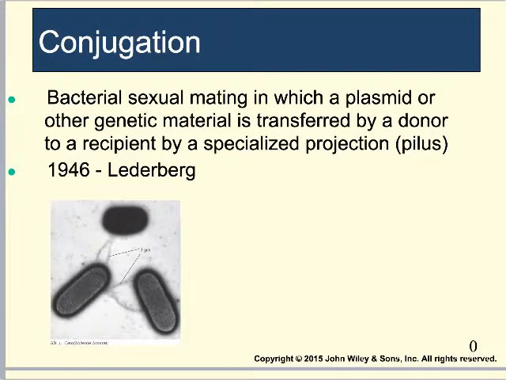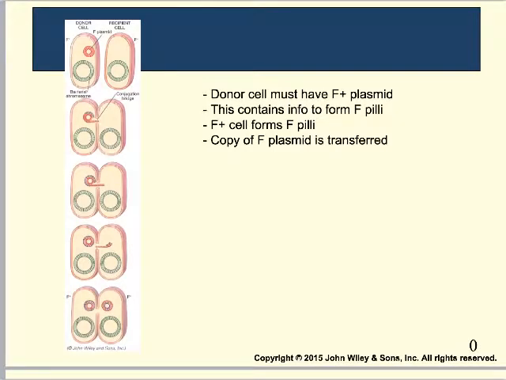Conjugation we've also talked about. Conjugation is when we form the conjugation pilus, and then information can be transferred along that pilus to the other cell. In order to donate DNA, the cell has to have this thing called an F plasmid, the F plus plasmid. The F plus plasmid actually contains the information to form a pilus, and the stuff to form the pilus can be transferred.